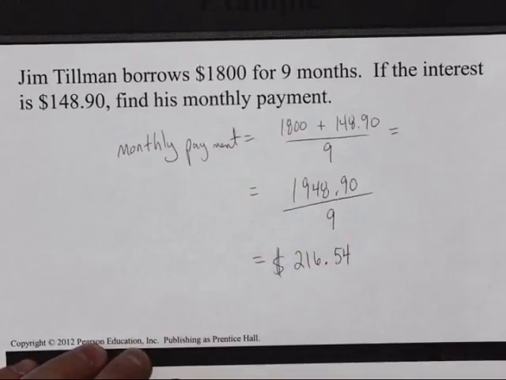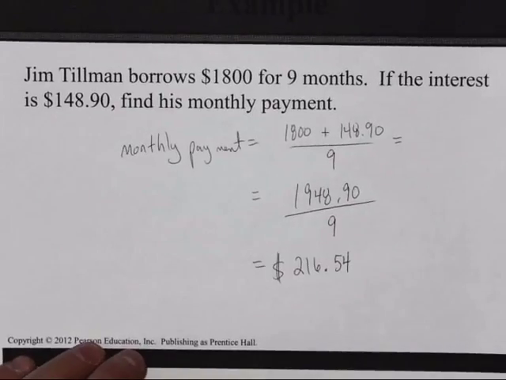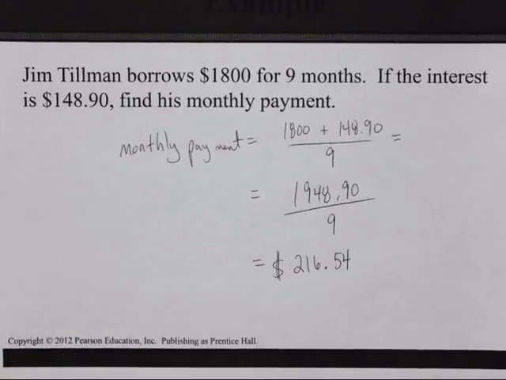So if this guy pays $216.54 each month, he will have the loan paid off in 9 months. So it's a really, really watered down version of monthly payment, but that's what you'll see in this section.